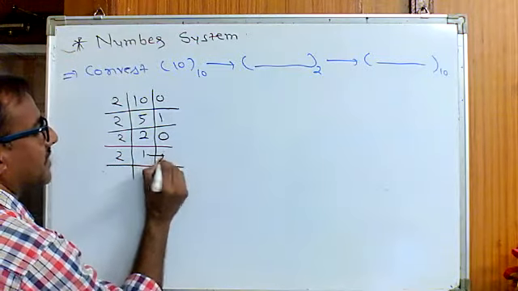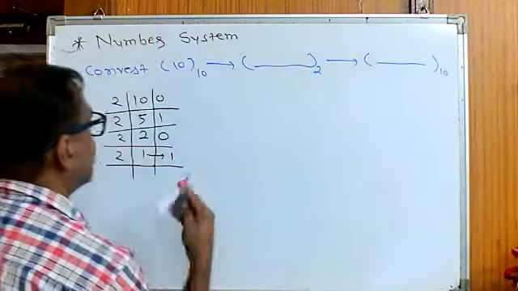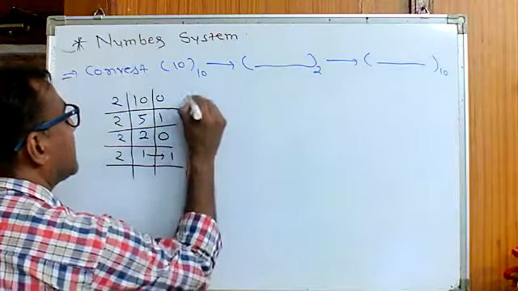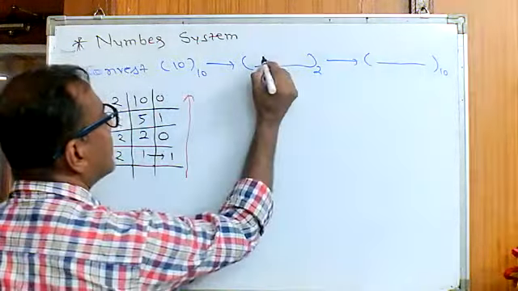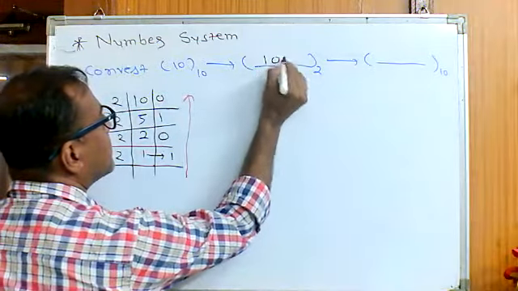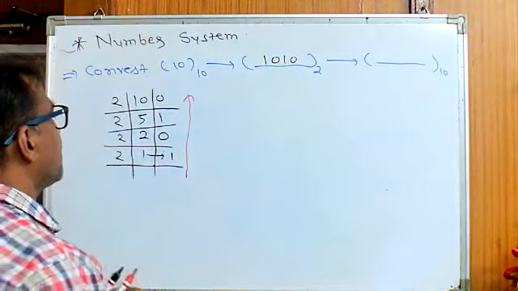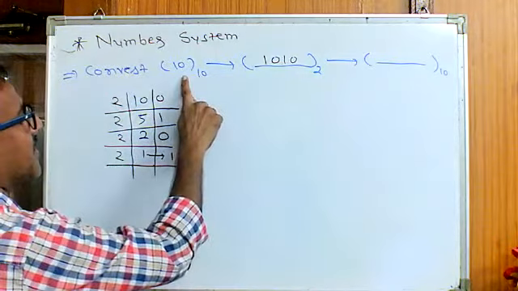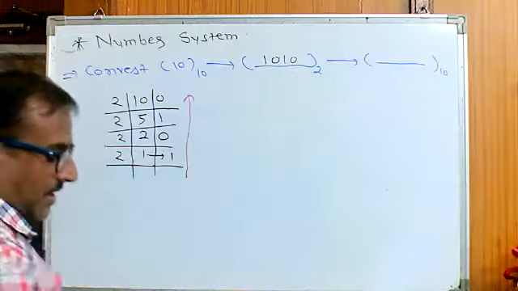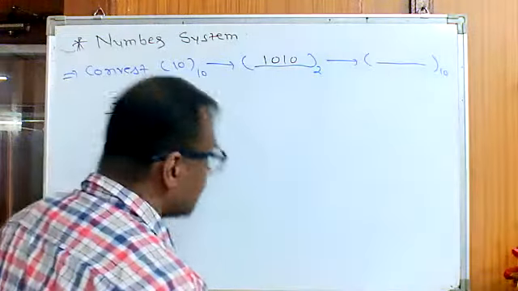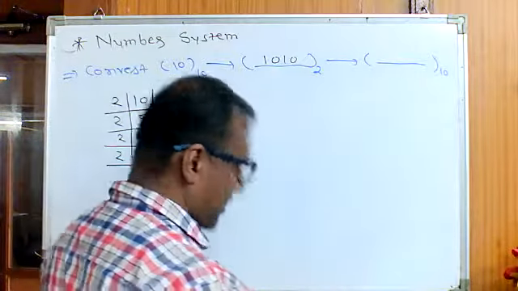Then 1 is smaller than 2, so this 1 is transferred to here. So, writing from up to down, the number is 1010. The decimal number 10 in the binary number system is 1010. Now let's represent the binary to decimal.